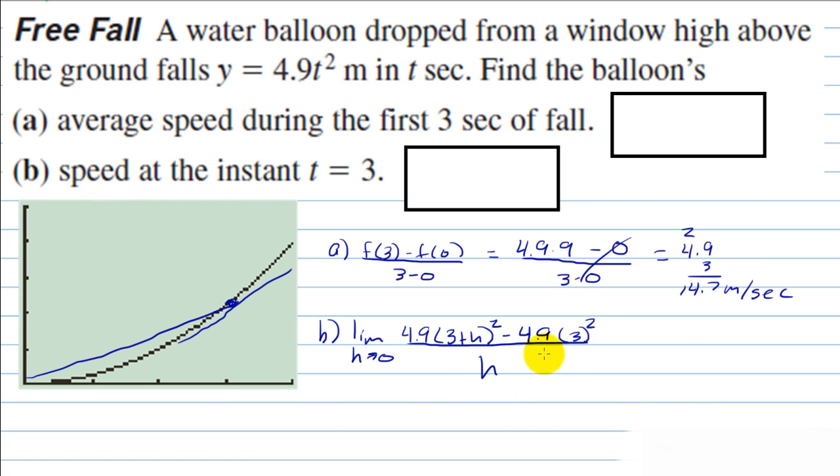All over h. So that's going to be 4.9 times (9 plus 6h plus h squared) minus, I need the 4.9 times 9, and that's 44.1. I forgot my little limit statement here. I'm going to have to squeeze it in. And that's all over h.